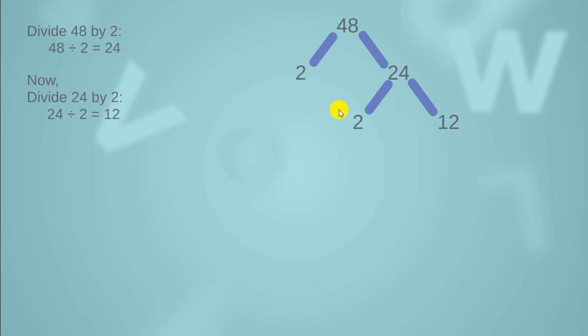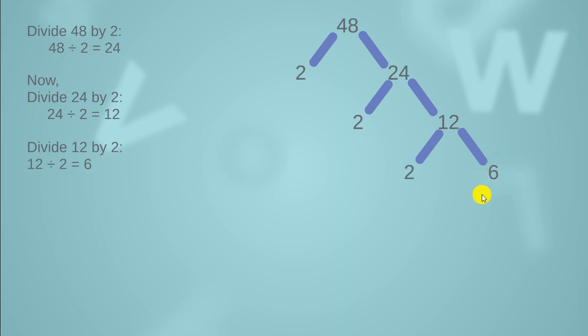Here you can see that we have the number 48. Divide 48 by 2, and you get 24. Now you can see that 2 is a prime number, and 24 can be factored further. So we divide 24 by 2 again, and we get 12. Now, 2 is a prime number and 12 can be factored further. So you divide 12 by 2 and you get 6.